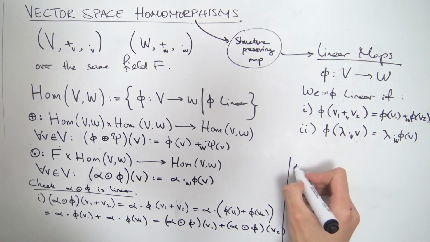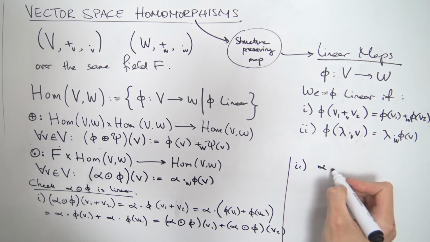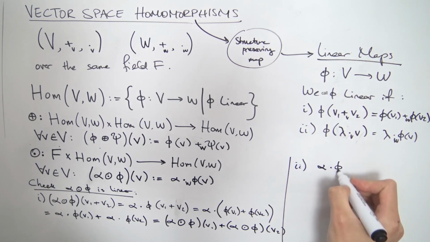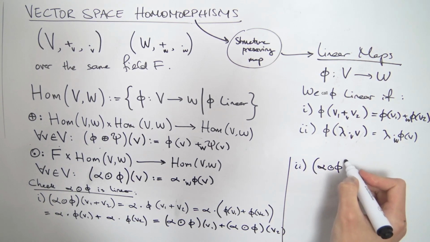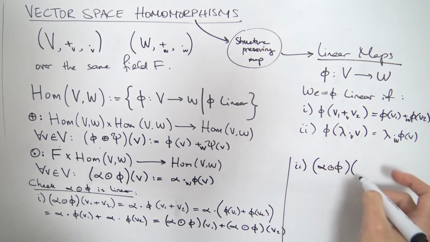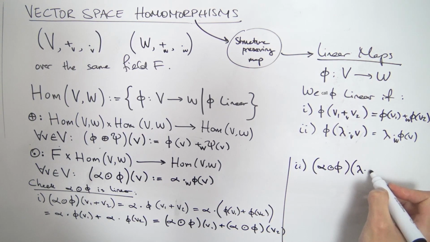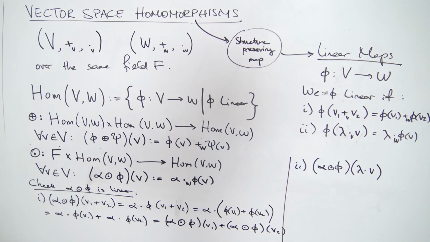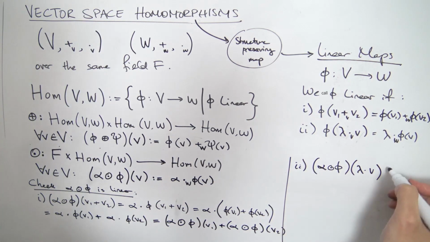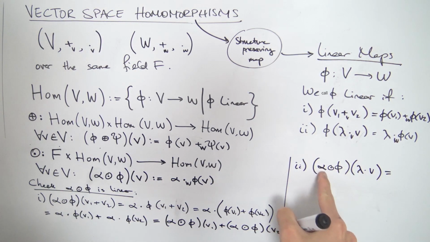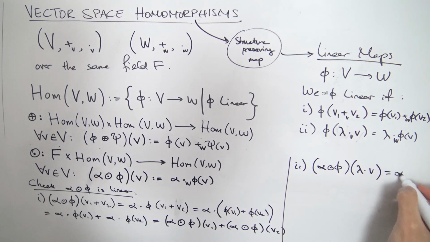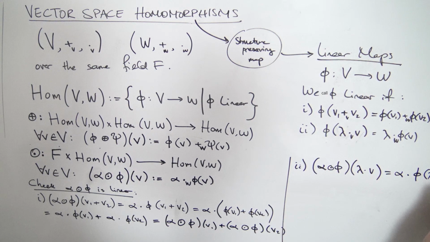Next, let's check the second condition, so 2. Let's see what happens if we have alpha times phi over here, circle times, and we act on a constant times V. So let's say it's lambda times V. Okay, so first thing we do, let's use the definition of the circle times, which is that you can pull this constant out to the outside, which means you get alpha times phi over lambda times V.